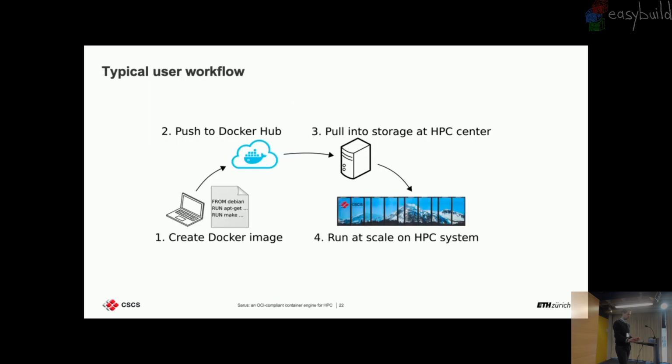The typical user workflow would be the usual stuff that you have probably already done with Docker for other applications: you create your Docker image, then you push it to Docker Hub if you have the right to do so, because, for instance, there might be licensing issues, so you might not publish all the images that you can produce with licensed software that you have on your local machine. If you can't do that, you just have to save your image as an archive and copy that to the HPC system. And then once you get on the HPC system, you pull your image either from Docker Hub or you copy the local archive to the local storage and you run at scale.